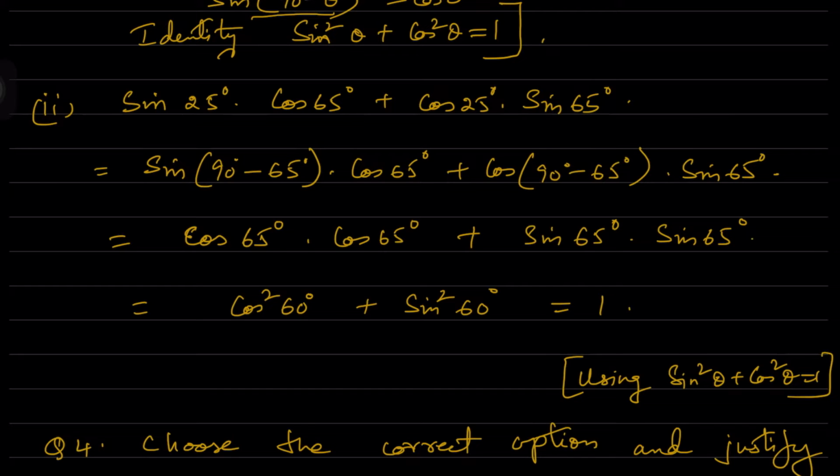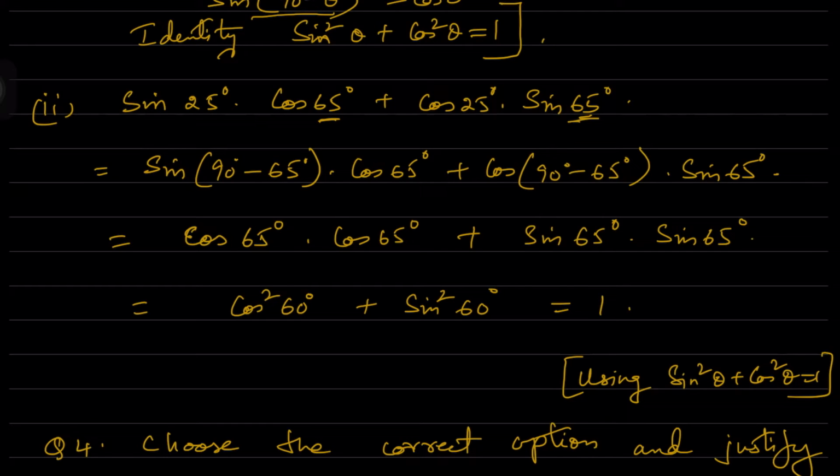Here we have to bring everything into one term, so that you either get the answer as 2 or 1 or 0, whatever we write over here. Now we are taking everything in terms of 65, so you can write 25 as 90 minus 65.